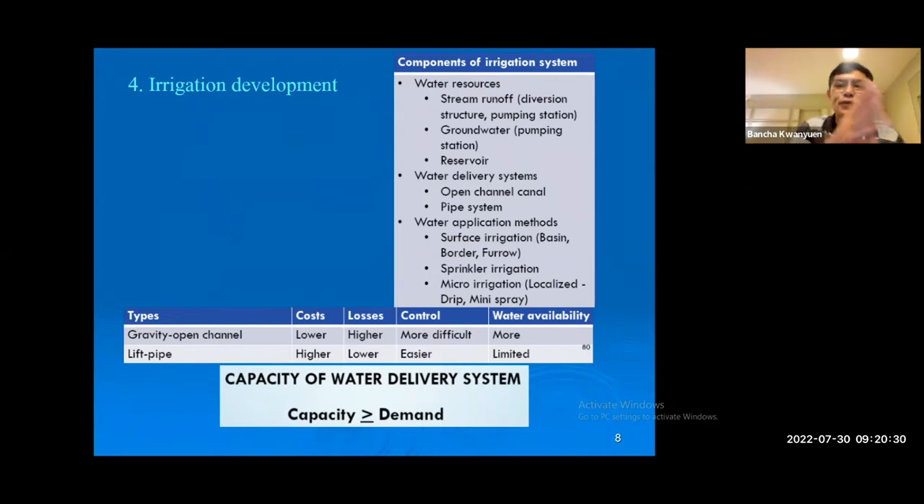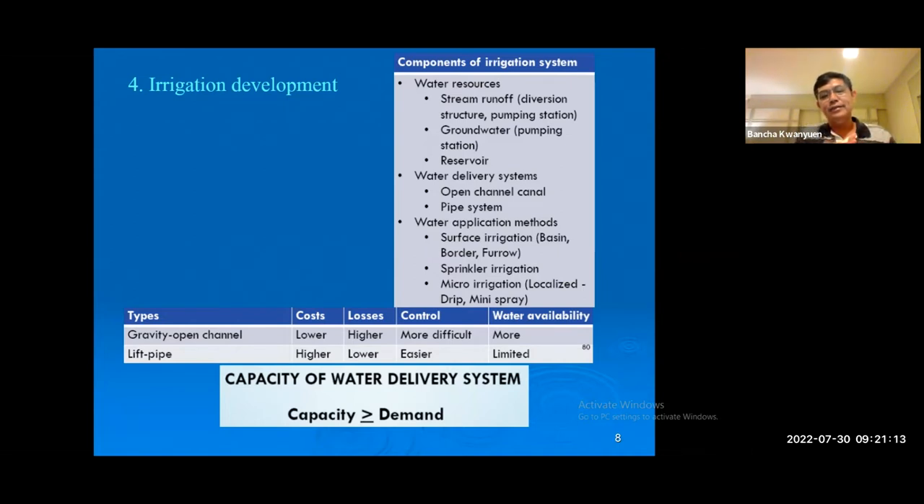After that you come to the field level, where you can have surface, sprinkler, but of course my favorite is micro irrigation, or what you can call localized irrigation, because it can save a lot of water and it can also control weeds. The water is applied just to the root zone, the location where the crop needs it, so you don't waste water, and you don't give water to the weeds or other things that you don't like.